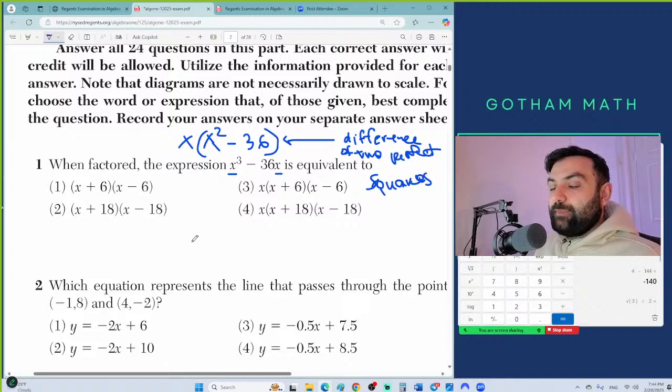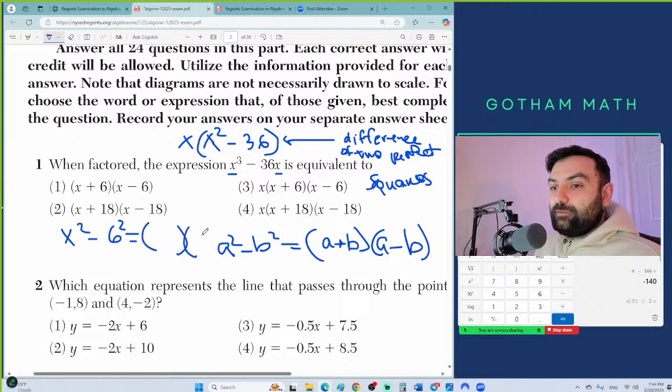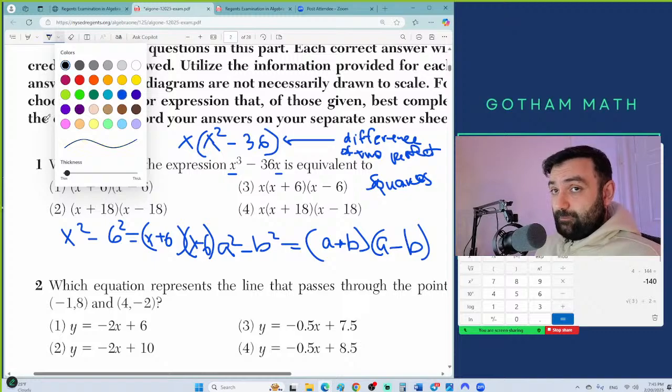The difference of two perfect squares formula goes like this: a squared minus b squared equals a plus b times a minus b. So we're going to break x squared minus 36 as x squared minus 6 squared, which will equal x plus 6 times x minus 6. The chances that a question with the difference of two perfect squares formula will come on the test is 100%.